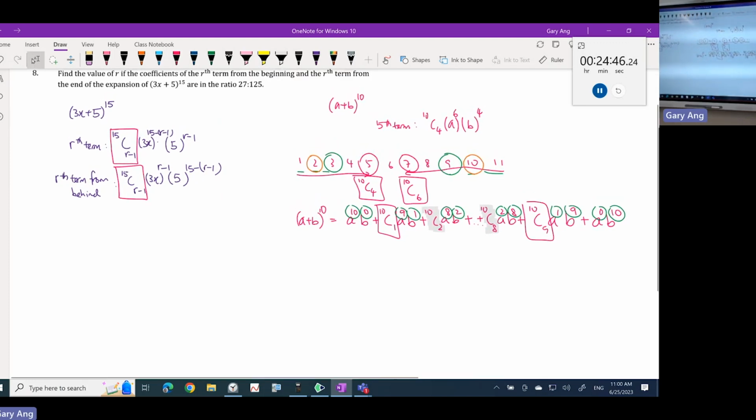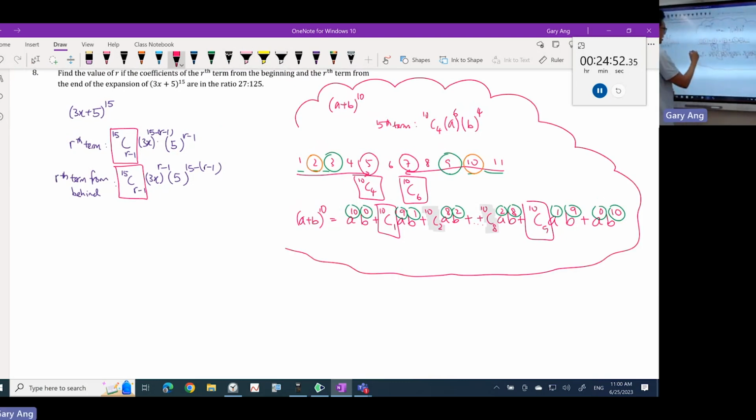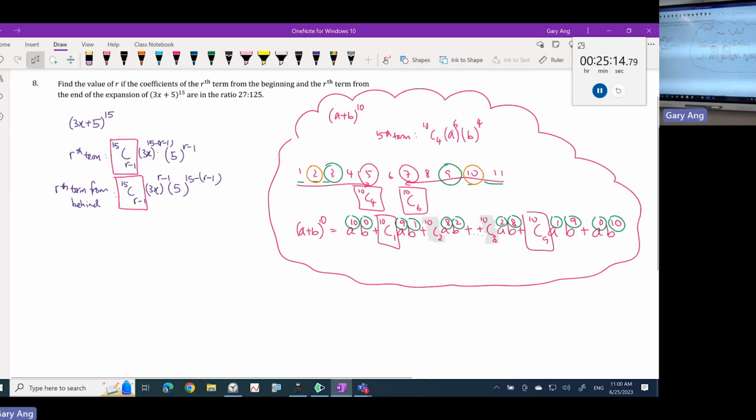Understand? So instead, why I want to spend the time to discuss this part is just so that you really understand that in binomial expansion, it's all about pattern. There's a lot of pattern inside. And once you establish the pattern or understand how things behave within the pattern, you can actually handle very difficult questions like this one. Understand now? Okay.